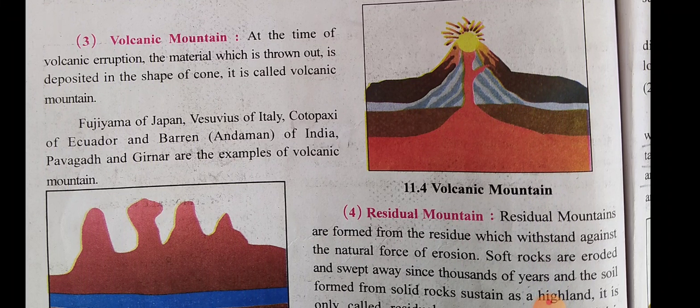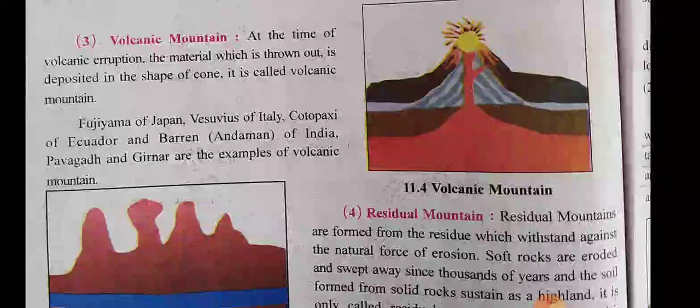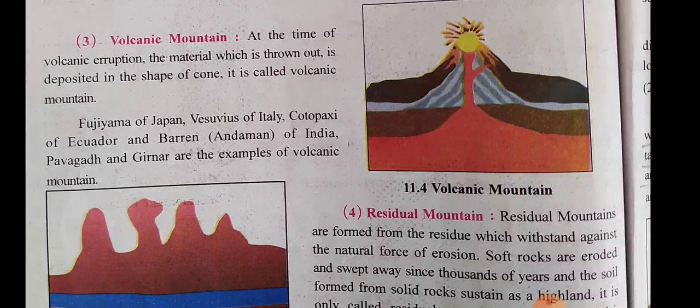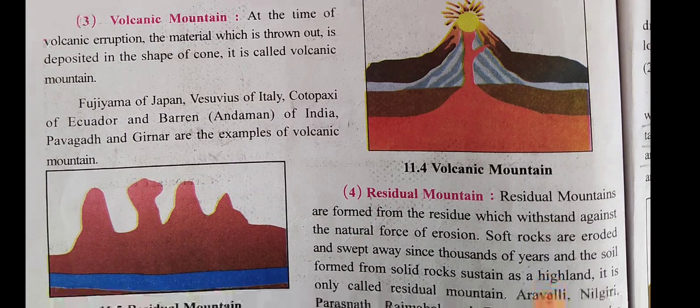At the time of the volcanic eruption, which material is thrown out? Ash, gases and magma, deposited in the shape of a cone. Cone means, have you ever eaten corn? आपने कभी कॉर्न खाया है? आइसक्रीम वाला कोन, उसी तरह ये होता है. It is called volcanic mountain. For example, Fujiyama of Japan, Vesuvius of Italy, Cotopaxi of Ecuador, and Barren of Andaman in India. Pavagadh and Girnar are examples of volcanic mountain.